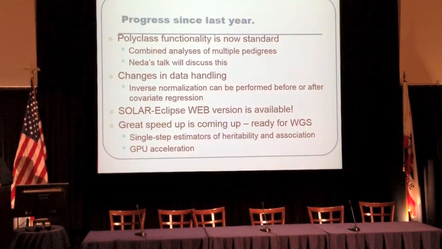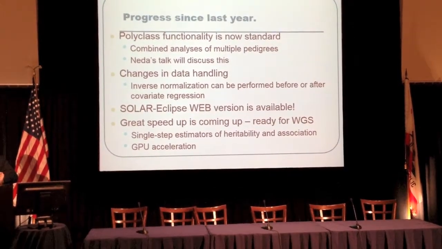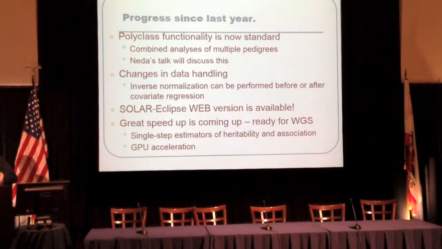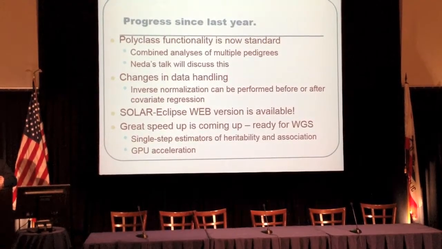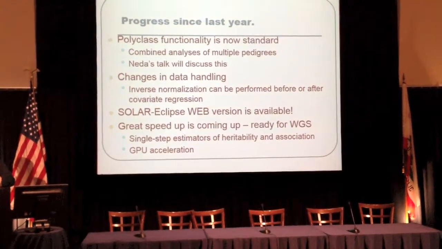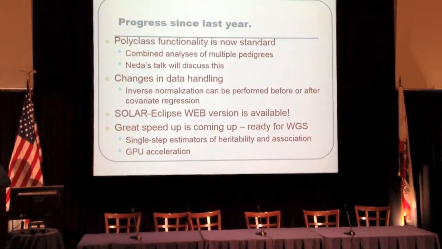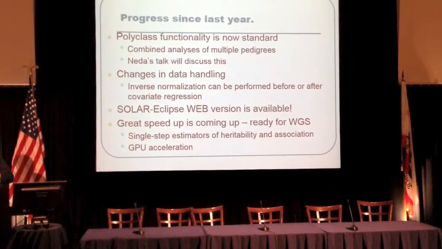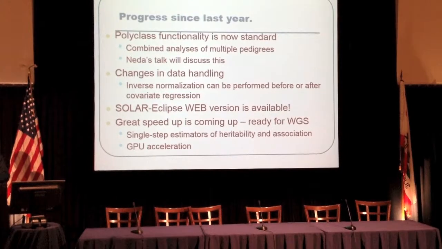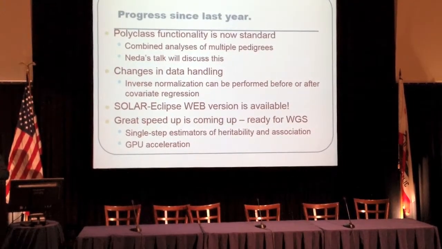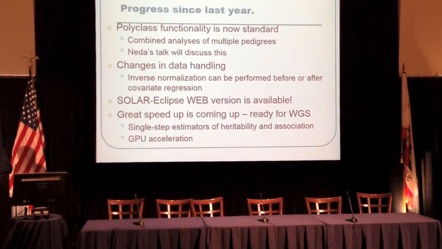So progress since last year has been fairly brisk, I have to say. We now have a polyclass function that's now standard, and that allows for a combined mega or meta genetic analysis of multiple pedigrees. And later in the talk we will show you how this can be used for GWAS analysis. There are also some changes in data handling. The inverse trait normalization can now be performed before or after covariate regression. That was a request we got from somebody who participated in the last Solar workshop and asked specifically for that functionality, and we made it available.